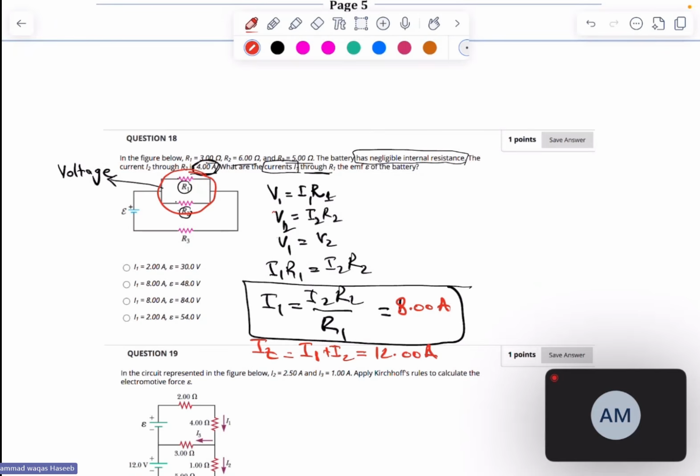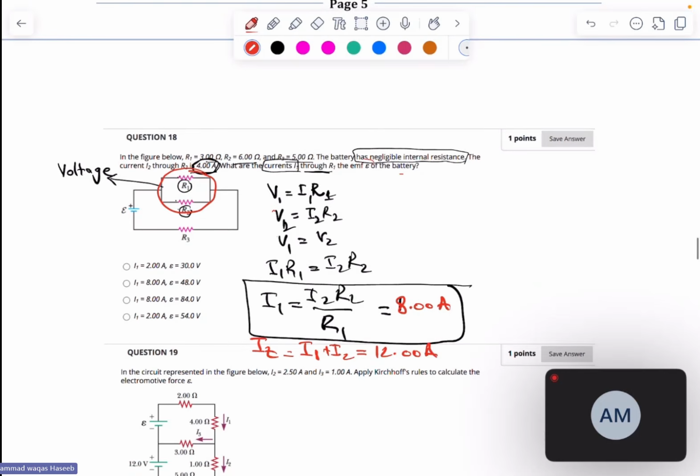Then what is the current that has gone through the resistance, the EMF of the battery? Now we need to calculate what the EMF of the battery is. For that purpose, we need to calculate the total resistance of that circuit. So if you remember the past question, these two are in parallel and then they are connected to this in series.